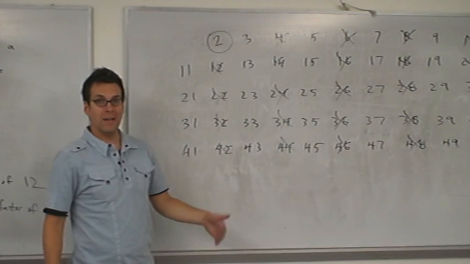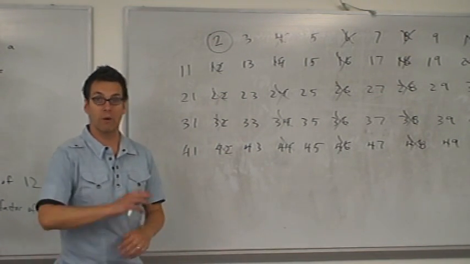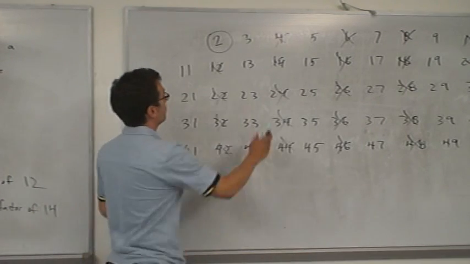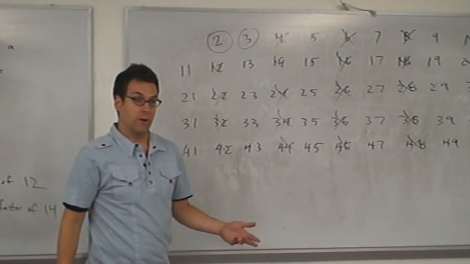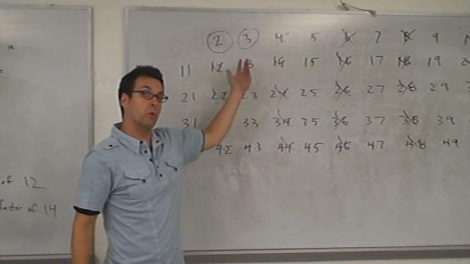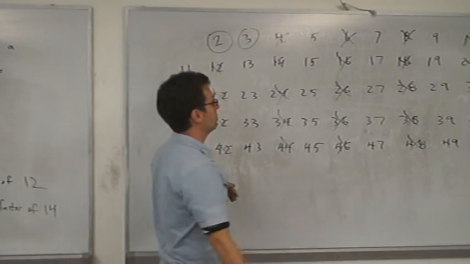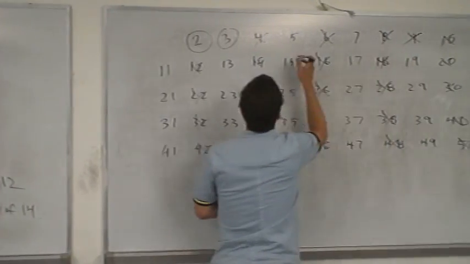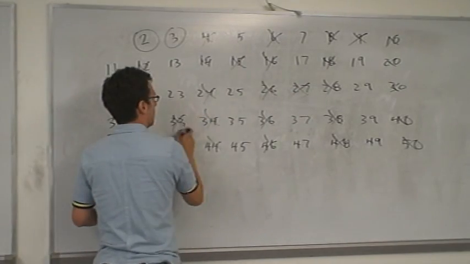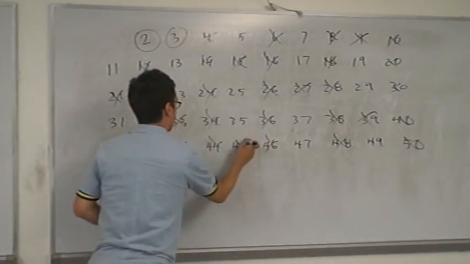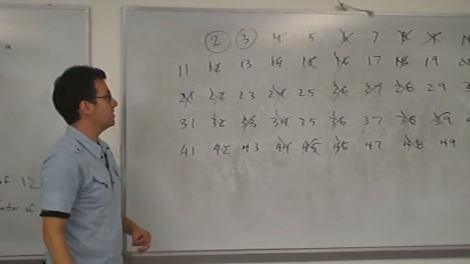So what I want to do next is just keep doing this with all of the other numbers in this list. I'm going to circle 3 and I'm going to cross out all the other multiples of 3. Now we've already crossed out several multiples of 3, right? 6 is a multiple of 3, but it's also a multiple of 2, so I've already crossed it out. So now I need to just cross out all of the other multiples of 3 that I haven't crossed out yet: 9, 15, 21, 27, 33, 39, and 45.